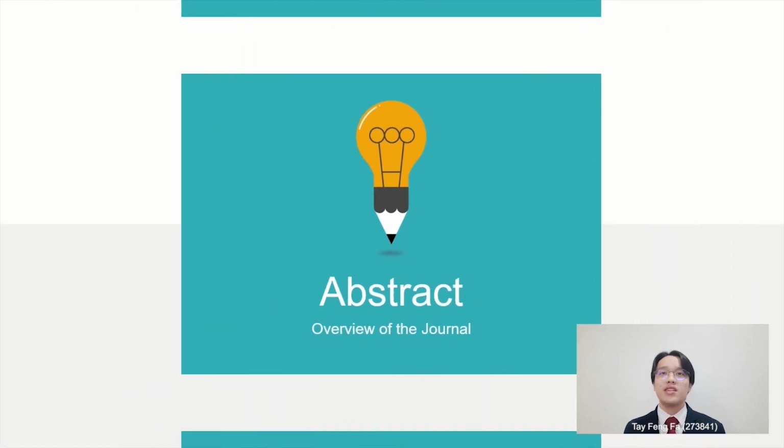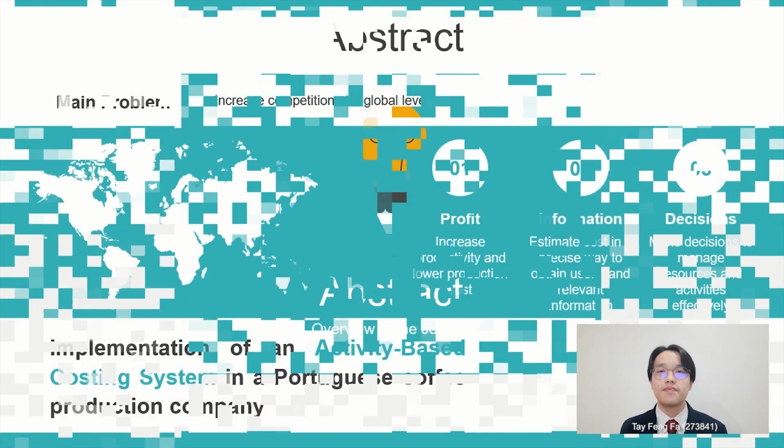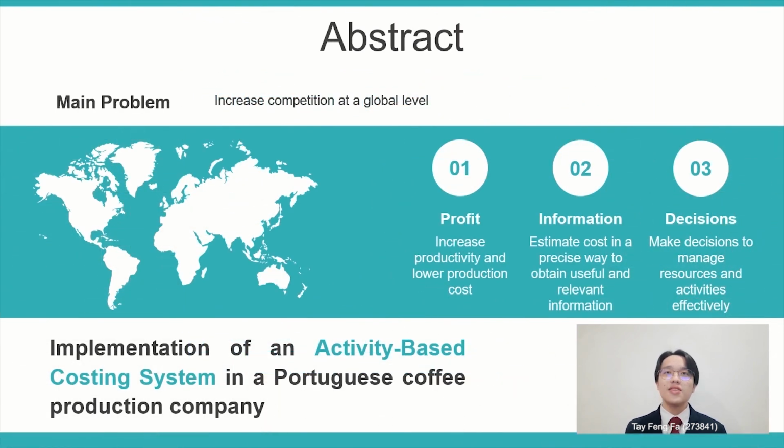So now I'll be presenting the abstract or the overview of the journal. Nowadays, companies around the globe, particularly manufacturing companies, are facing a serious problem, which is the increasing competition at a global level, mainly due to the advance in technology. So in order to survive in such strong competition, they have to find ways to increase their profits in both the short term and the long term.